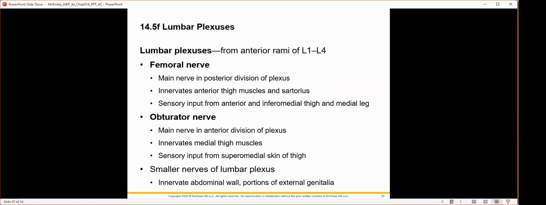Lumbar plexus, lower back, and we have a few nerves coming off of this. Lumbar plexus has the femoral nerve going to muscles and areas of the femur, the thigh. Obturator nerve is kind of the inner medial thigh, right where you might see gracilis or a few other muscles.